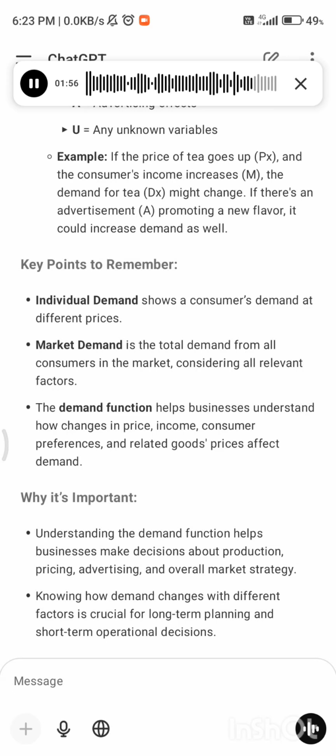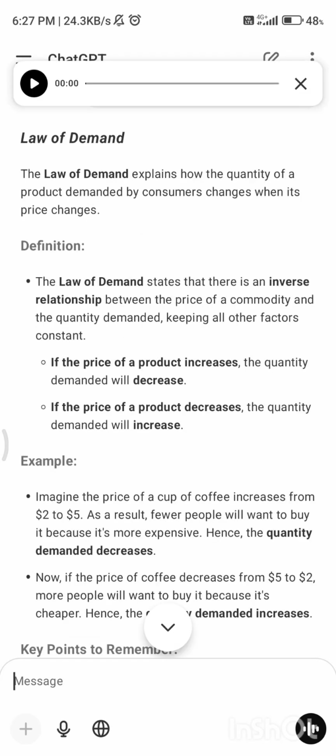Why it's important. Understanding the demand function helps businesses make decisions about production, pricing, advertising, and overall market strategy. Knowing how demand changes with different factors is crucial for long-term planning and short-term operational decisions. Law of demand.